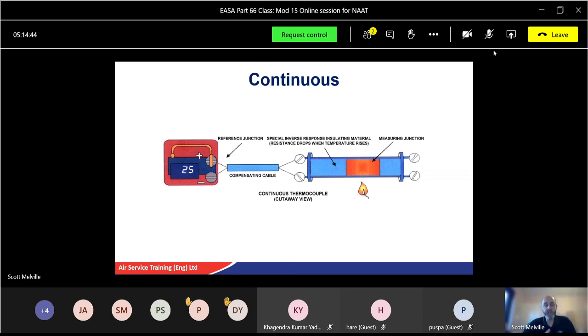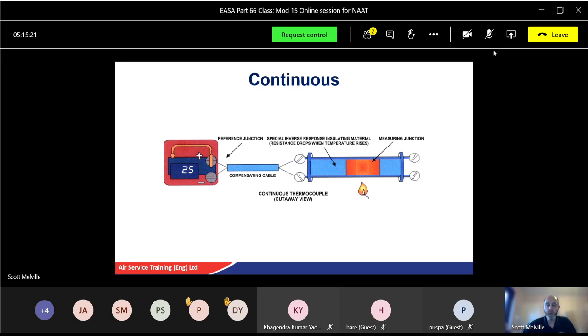The continuous one works in a similar way, but instead of having a hot reference junction, it doesn't matter where on the actual thermocouple. Here we've got a cutaway version, it gives a continuous reading. The measuring junction is not formed by directly joining two wires. The junction is not fixed, but when subject to an increasing temperature, it becomes concentrated at wherever the hottest part is. The hottest part might be here, or the hottest part might be here. That's the reference junction, the measuring junction, so it's continuous. It doesn't matter where it is on that line.